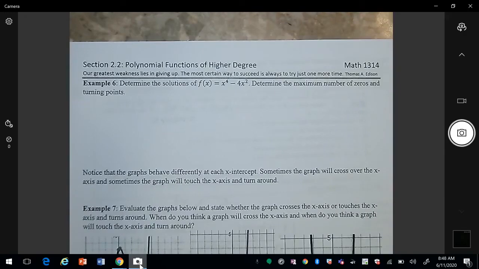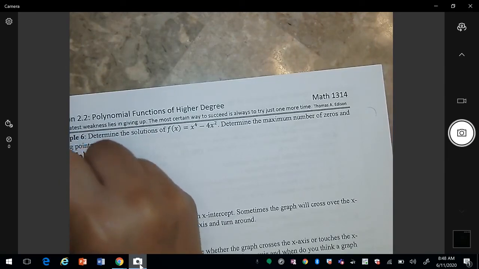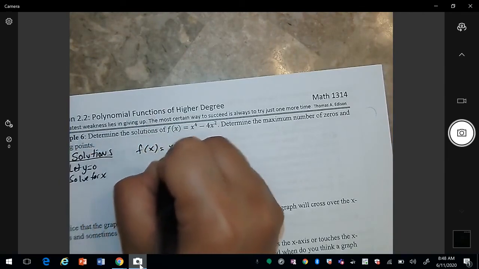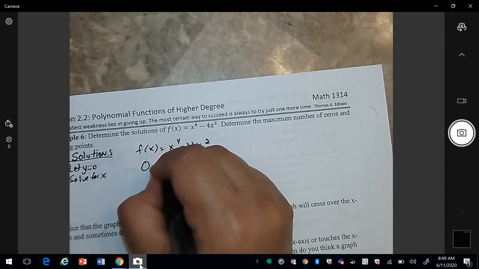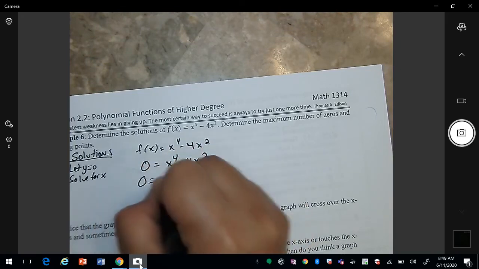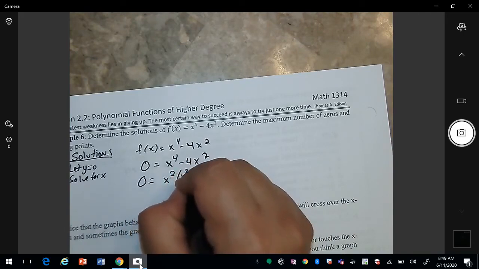Example 6, determine the solutions of f of x equals x to the fourth minus 4x squared, and determine the maximum number of zeros. So whenever they ask for solutions, that still means the same as zeros and x-intercepts. So we're letting y equal 0 and solve for x. So here's my function. So we get 0 is equal to x to the fourth minus 4x squared. I can factor out an x squared. So if I get an x squared out of here, I get x squared minus 4.